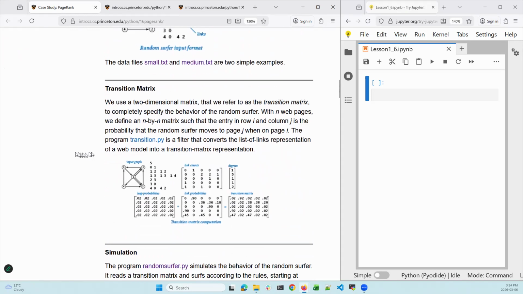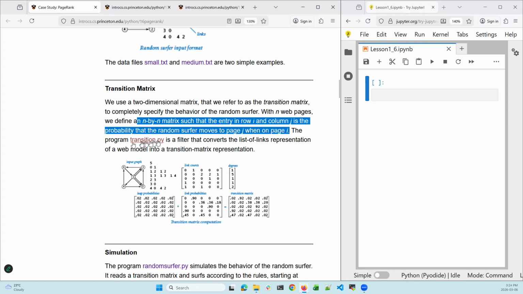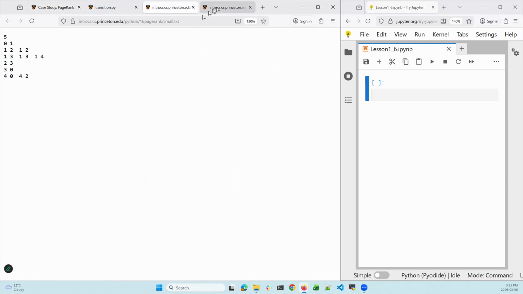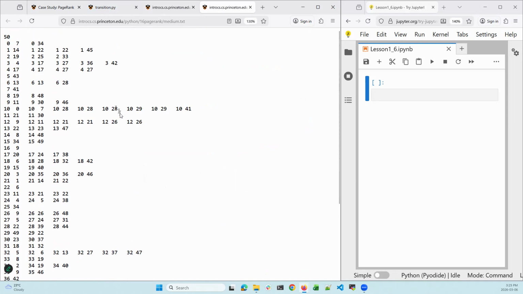Transition matrix. We use a two-dimensional matrix that we refer to as a transition matrix. To completely specify the behavior of a random surfer with n web pages, we define an n-by-n matrix such that the entry in row i and column j is the probability that the random surfer moves to page j when on page i. The program transition is a filter that converts the list of links, a representation of a web model, into a transition matrix representation. Let's first have a look at this small file. This is a big file representing links that are chosen. These are the various links.